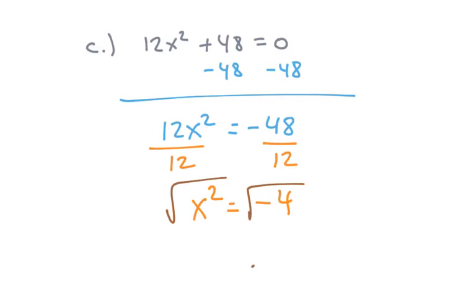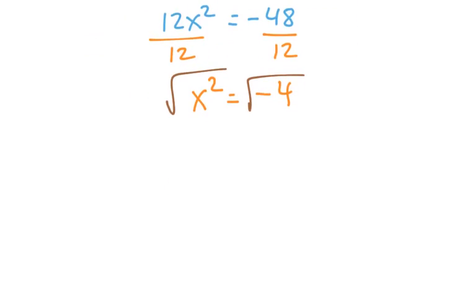Now when we take the square root, what's interesting here is that we end up getting the square root of negative 4. Now the square root of 4 is 2. But because of that negative, we end up getting 2i. Again, because we took the square root, we get plus or minus 2i, and that's what x is equal to.